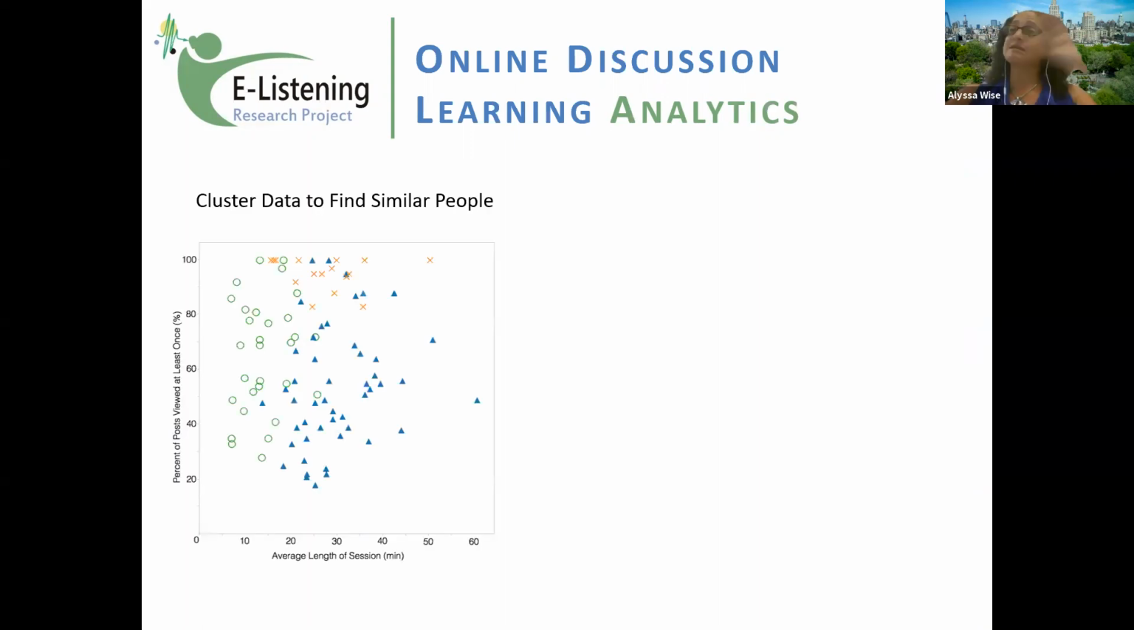Once we had these metrics, we could build analytics on top of them. This is not a technical talk, so I'm not going to go into the details, but I just wanted to give you a flavor of some of the different things you can do with the same data. With that same data, we could use a clustering algorithm to find people who are similar. We ended up finding three patterns of people.